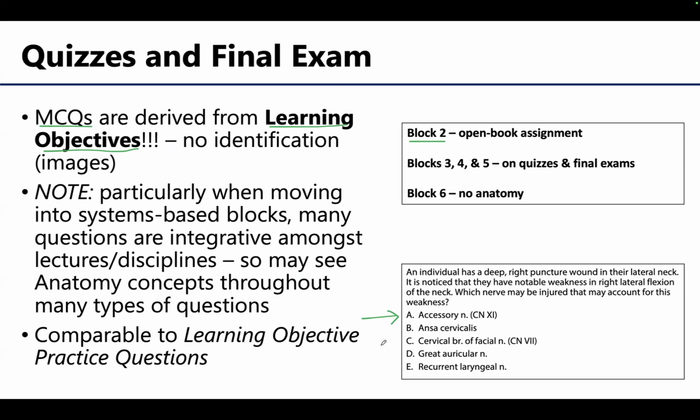Now, as we move into systems-based blocks, many of the questions, say from a clinical lecture, may include some anatomy. Anatomy is a really core concept. So do understand that many of these anatomy concepts will be throughout many types of questions, not just the ones written by anatomy specifically.